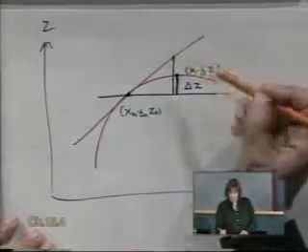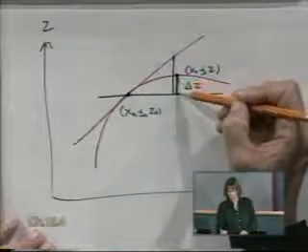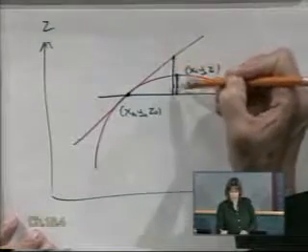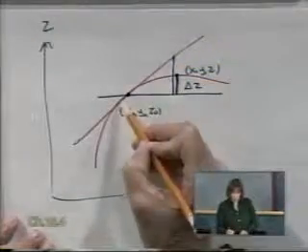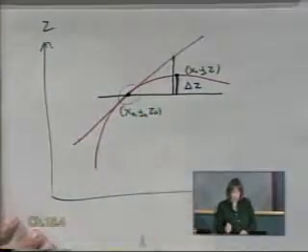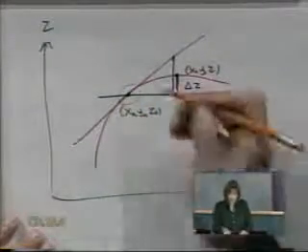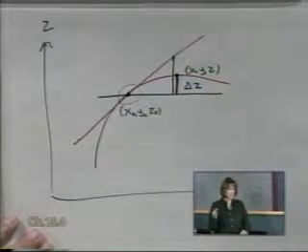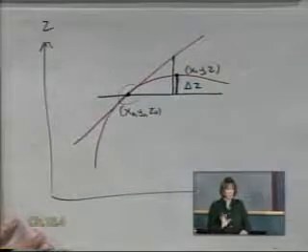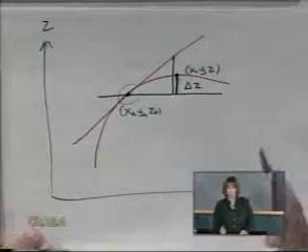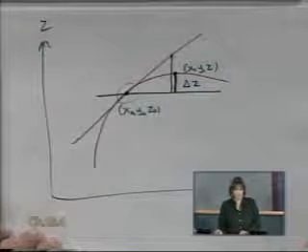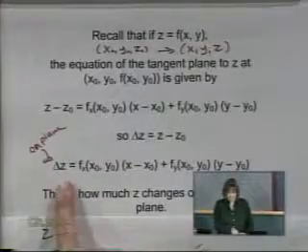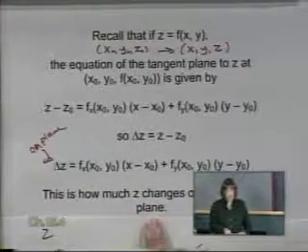Now you can see, gee, Mrs. Strocko, how much z changed on the surface is a whole lot different than how much z changed on the plane. Except, what if I make it a very small interval around that point? Then all of a sudden, how much z changed on the surface and how much it changed on the plane are very close, right? The one's a very good approximation of the other. We all okay? All right. So this delta z is how much z changes on the tangent plane.